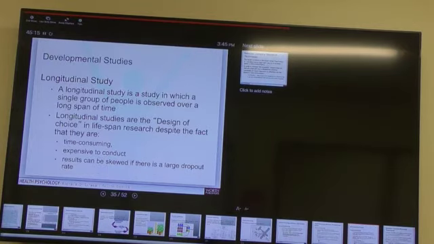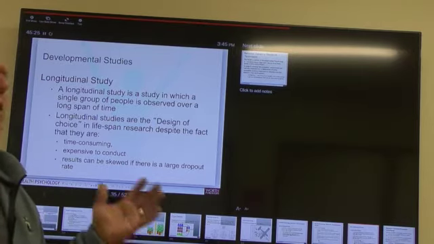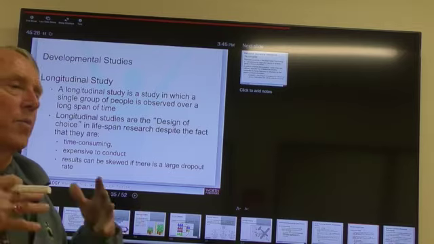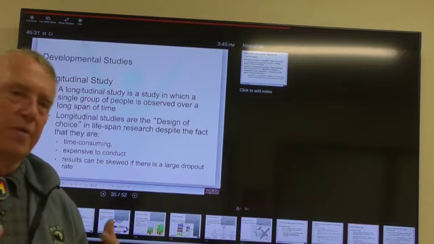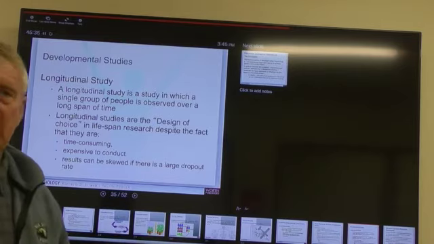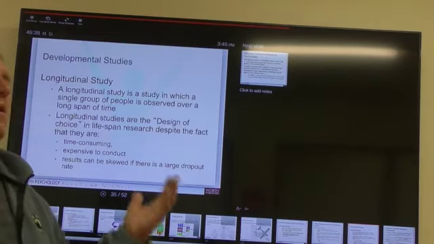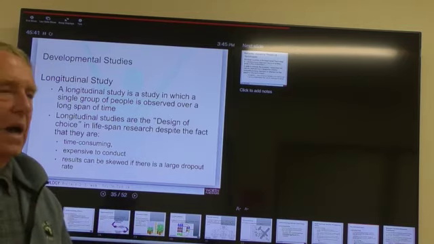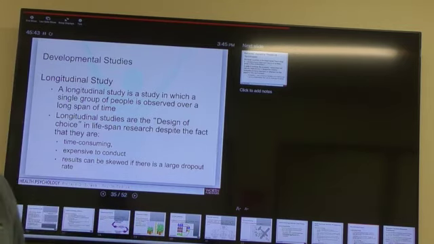A longitudinal study is a study in which a single group of people is observed over a long span of time. There's a famous longitudinal study on the island of Maui, where they're looking at individuals that when they were born were poor. They were the poor people of Maui. They looked at all of these kids to find out how healthy they were, how resilient they were, what they did, how they survived. It was really interesting because we're talking about Maui, an island in the Hawaiian Islands.